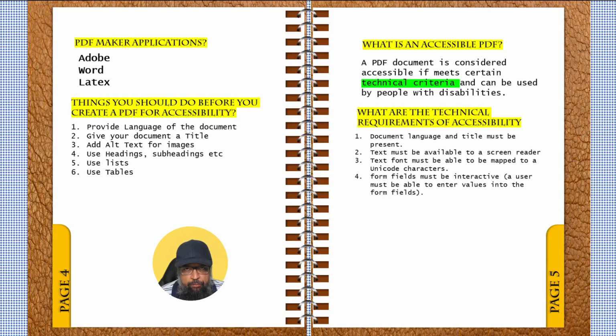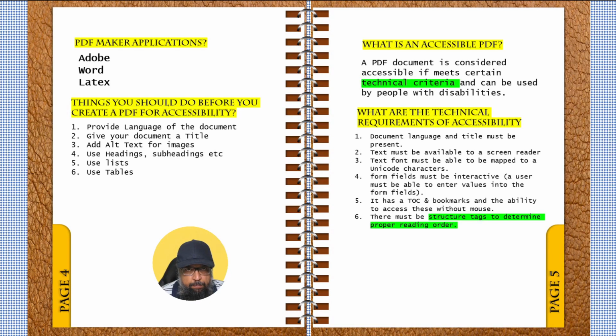If you are using a form in your PDF, the fields of that form must be interactive. The user must be able to enter values in those fields. Now your document must have a table of contents, bookmarks which you can check in Acrobat Reader, and the ability to access these features without a mouse.